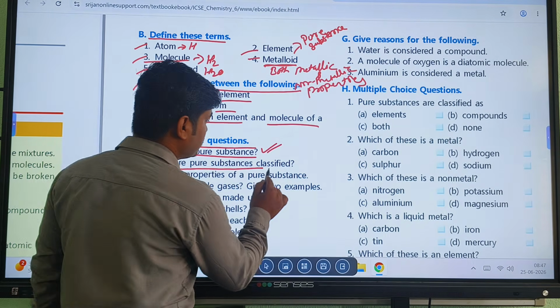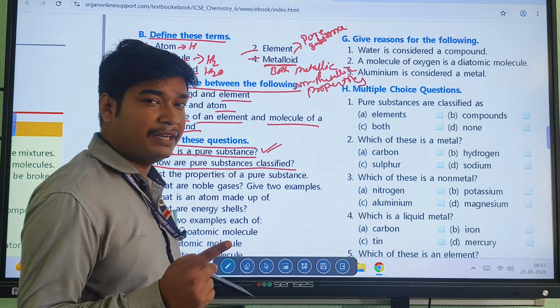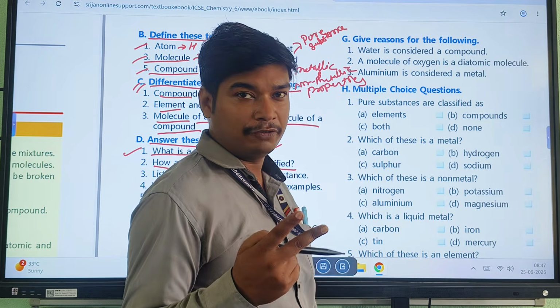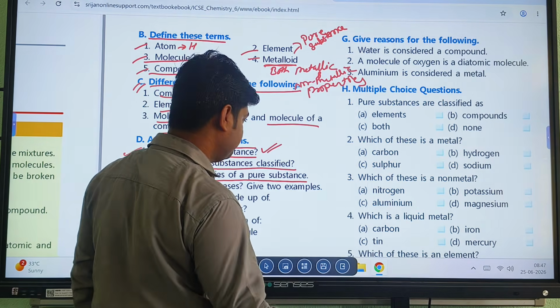Now, how are pure substances classified? Pure substances are classified into two categories. Number one, element, and number two, compound.